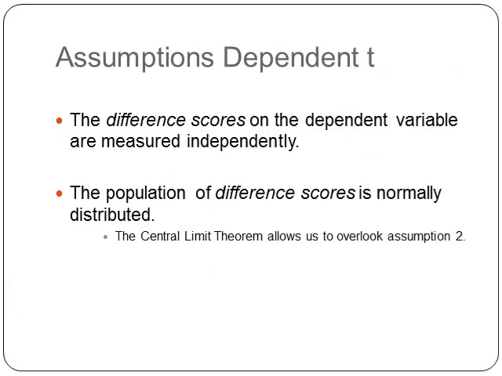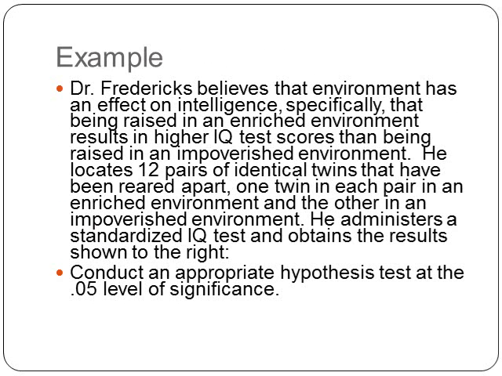Assumptions here. We assume that difference scores on the dependent variable are independent, and that the population of difference scores is normally distributed. Here's an example I'll let you read if you want to pause, but essentially we have 12 pairs of identical twins, so our design is not a repeated measures design, but a comparative study based on an assumption that twins are similar, and we're going to be looking for a difference in IQ based on an enriched environment.